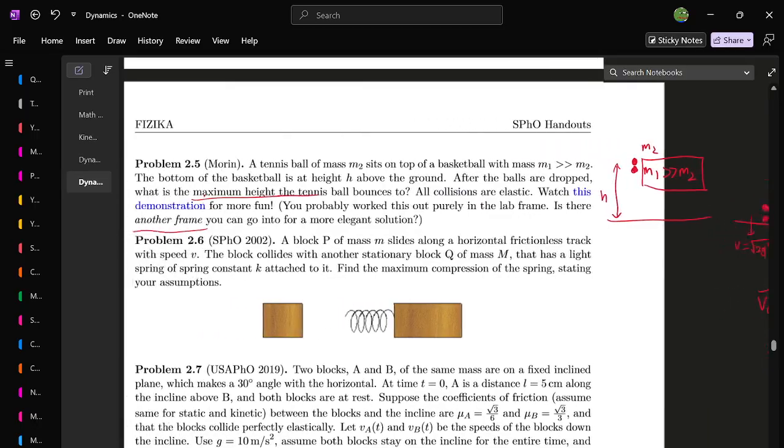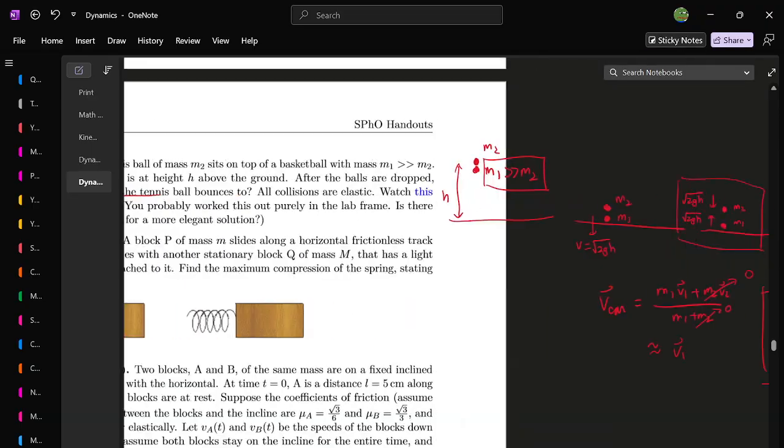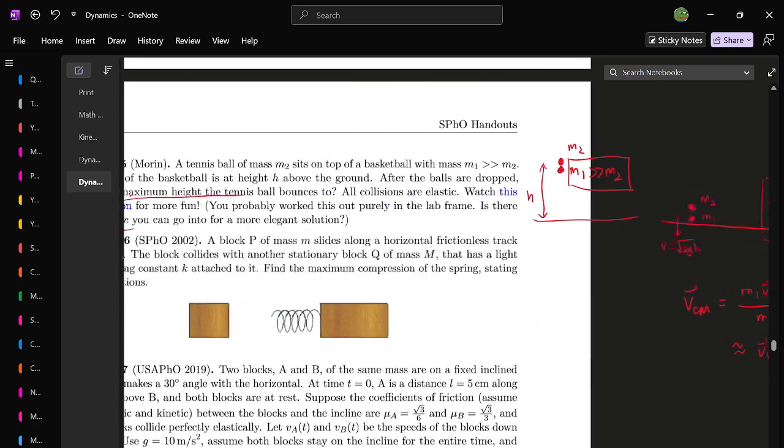So yeah, that's problem 2.5. As an exercise, you can try not using the CM frame at all and see how it goes with COM and COE. Yep.